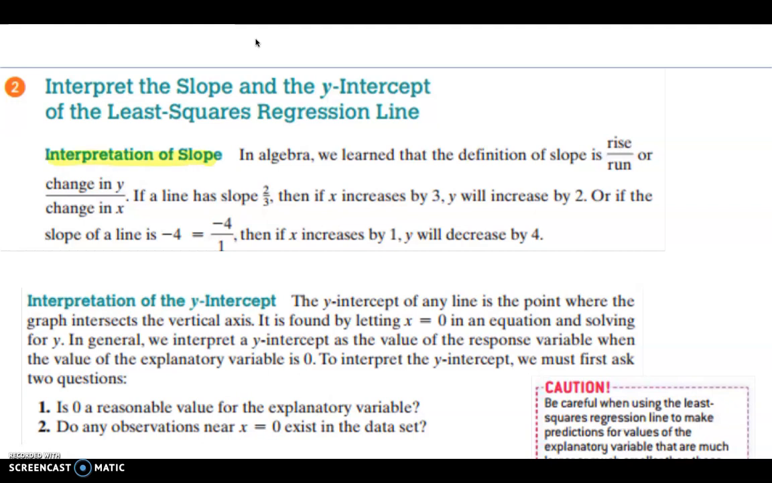So when we're interpreting a slope, remember in algebra we learned the definition of a slope is rise over run, or the change in y over the change in x. So for example, if a line has a slope of 2/3, then if x increases by 3, again x is in your denominator, y will increase by 2. Or if you have a slope of -4, you can think of that as -4 over 1. So this tells us as x increases by 1, y will decrease by 4. So understanding that interpretation of the slope is extremely important.